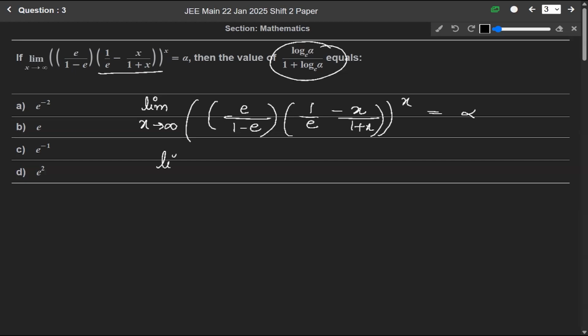So we can write it as limit x tends to infinity.